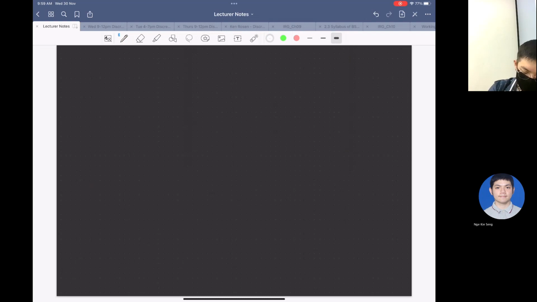Okay, next, there's also a way to determine whether a connected multigraph has an Euler path or not. What's the condition?